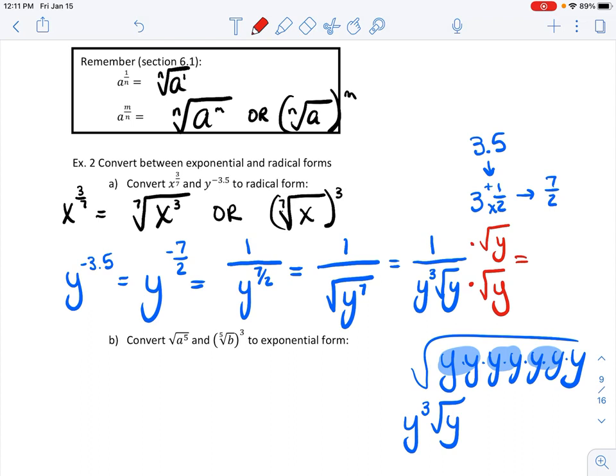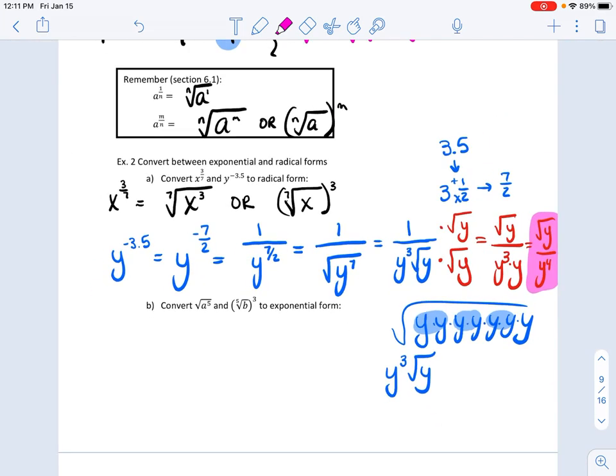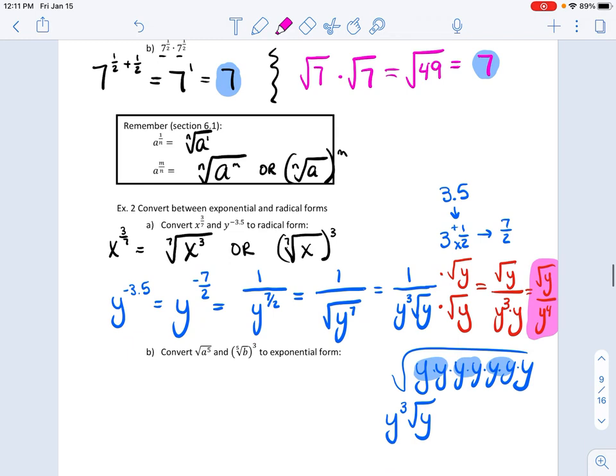So square root of y times square root of y is y, so we are left with root y over y cubed times y, which simplifies to square root of y over y to the 4th power. And then we are done there. So that was a longer problem. It's actually not too hard because there's only one variable. You just have to be willing to stick with the problem and try to figure it out.